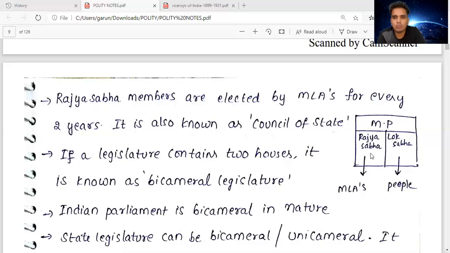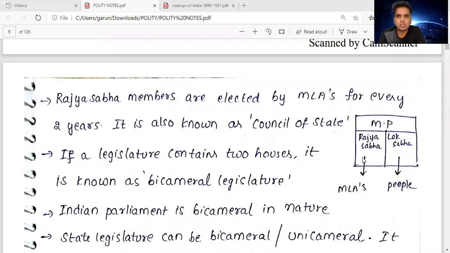And here in the Rajya Sabha, what we see is that these are educated people from different backgrounds, because they are being elected by the MLAs. So that's why they are from different backgrounds, and they are having very high status in their particular field.